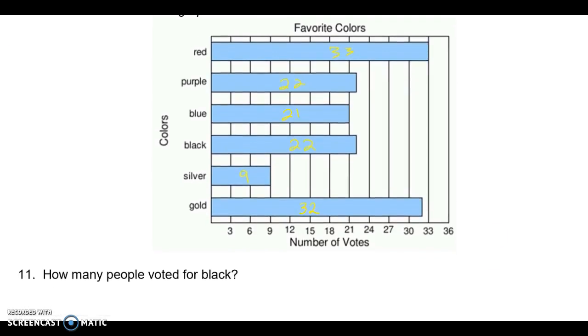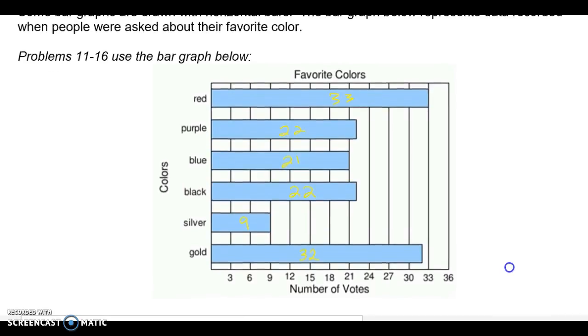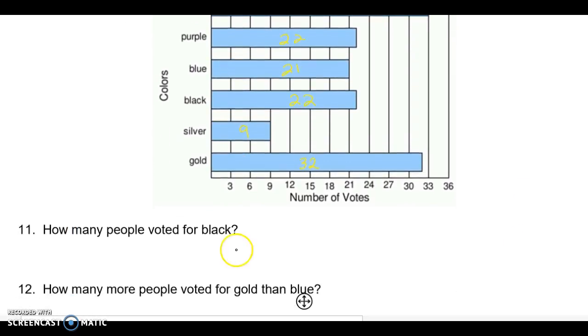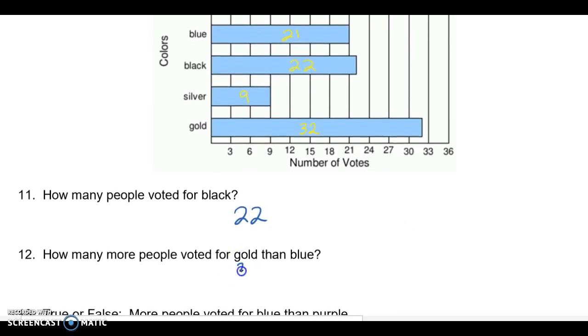And the first one says, how many people voted for black as the favorite color? That looks like 22. How many more people voted for gold? So that's 32. Then blue, 21. So if I subtract those, I get 11.